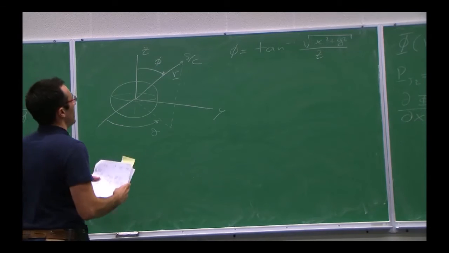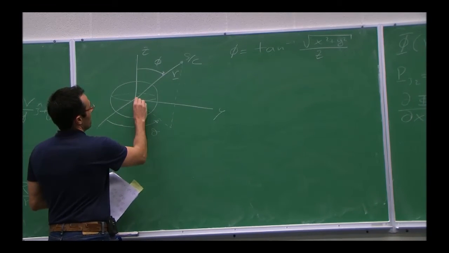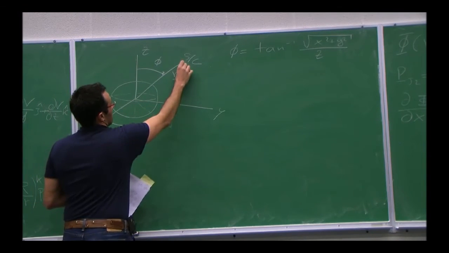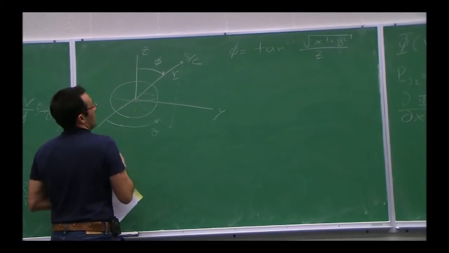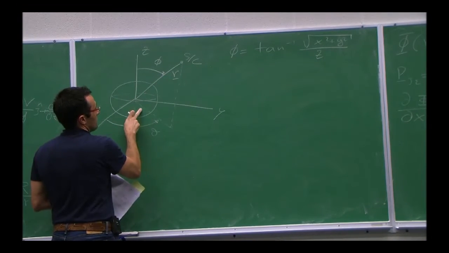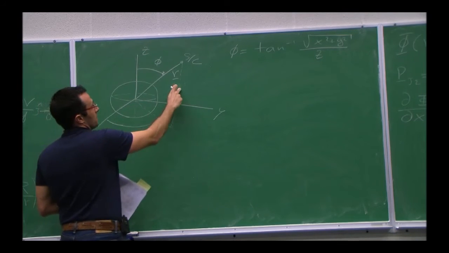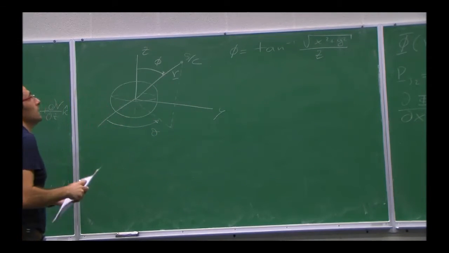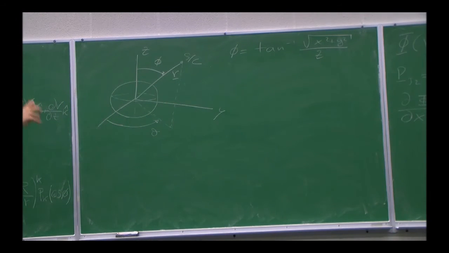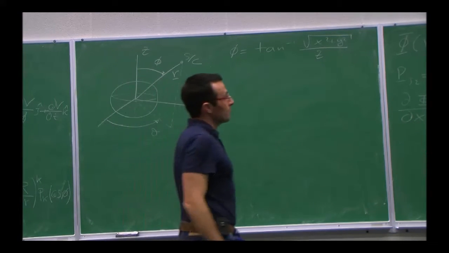Basically, what you do, you're going to look at this triangle here, right? These two sides: this is x, square root of x squared plus y squared, this is z, and you can figure this out. So I do have a relationship between phi and the Cartesian coordinates. That's nice. These two I should be able to compute.